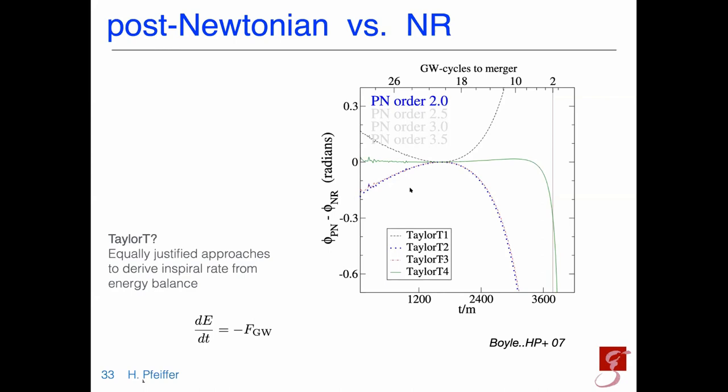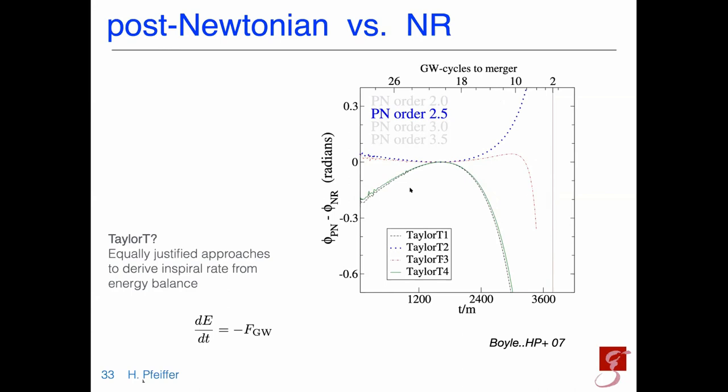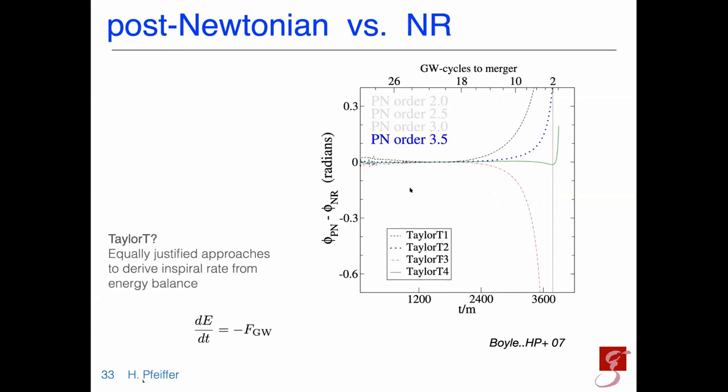If I now increase the post-Newtonian order here, you see that everything is moving closer together. Post-Newtonian is convergent as it should be. And at the 3.5 PN order, towards earlier times, there's virtually no difference anymore. And towards late times, still deviations show up.